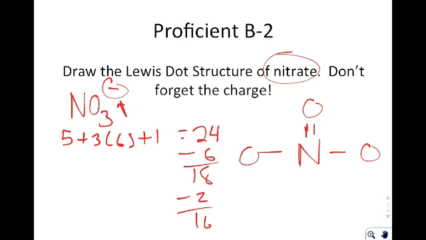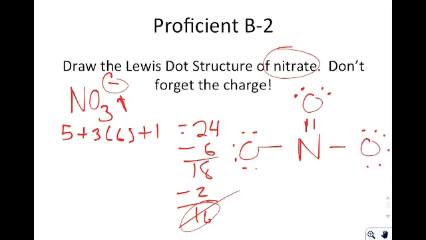So now I have 16 electrons left. Nitrogen is now good. It thinks it has 8 electrons. The oxygen needs 2, 1, 2, 3, 4, and then each one of these thinks it needs 6. 1, 2, 3, 4, 5, 6. 1, 2, 3, 4, 5, 6, and it matches, so we're good.